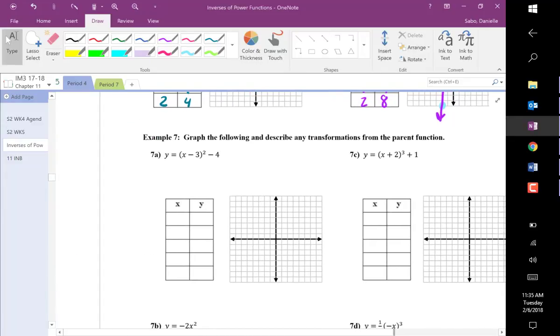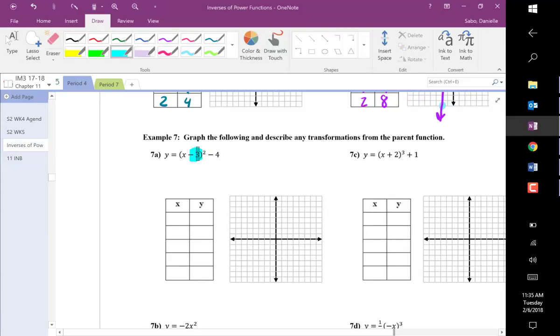Graph the following and describe any transformations. Now look, here's the cool part about memorizing the pattern if you like patterns, because it doesn't change, as long as you start at the point of inflection or that vertex point. We're squared here. So am I going to be the same direction or the opposite directions? The same, which is awesome. But now let's talk about each piece.